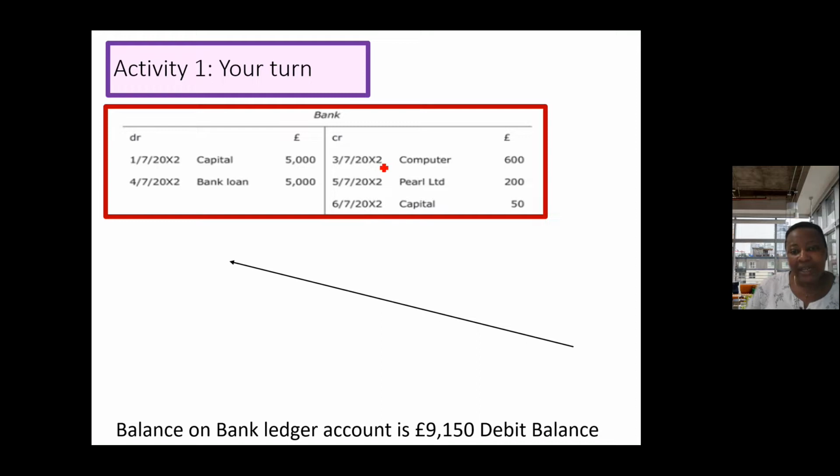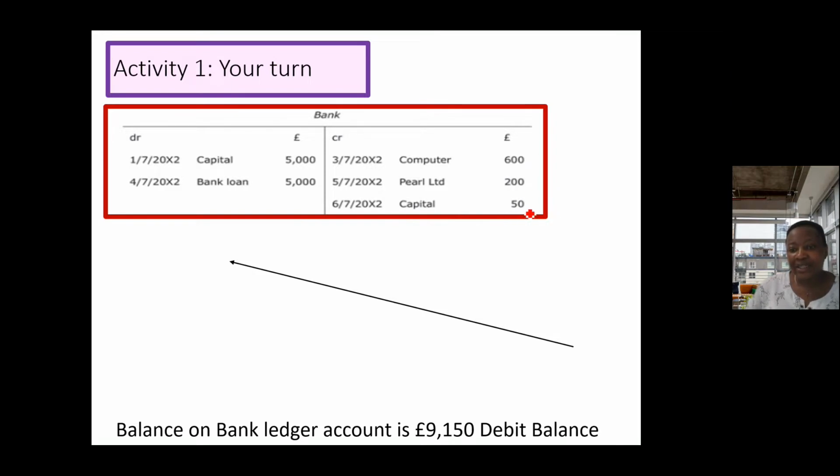If you look at the credit side of this account, it looks as though this person bought a computer for 600, which reduces the amount in the account. Pearls Limited, the supplier, was maybe paid 200, and then they took a little out of their capital. So there was a withdrawal of capital, and that is 50.